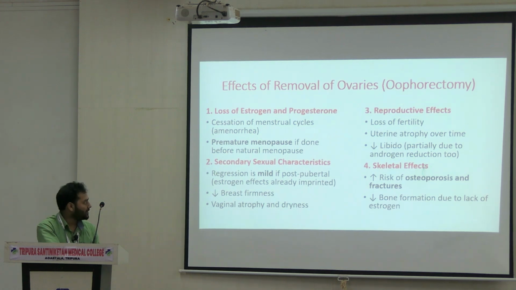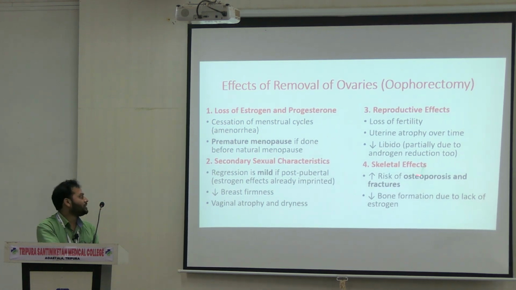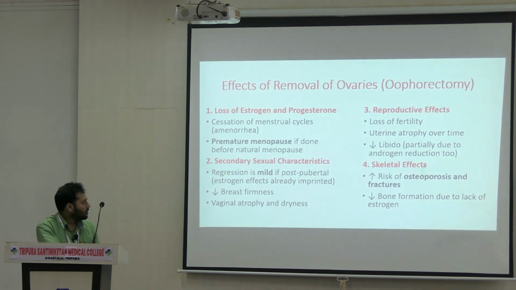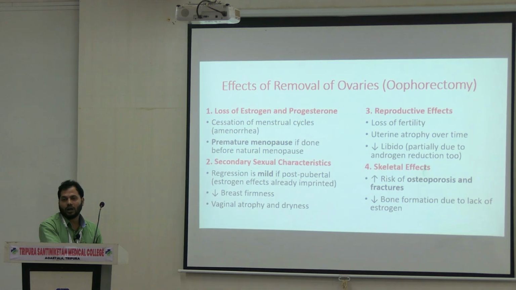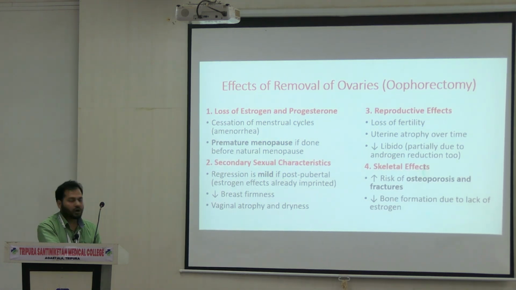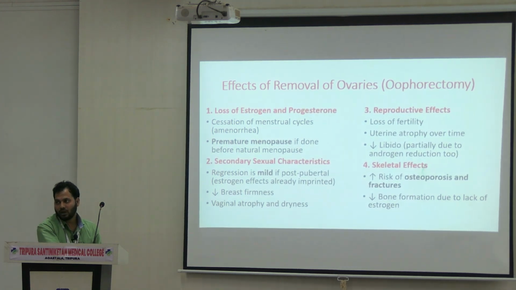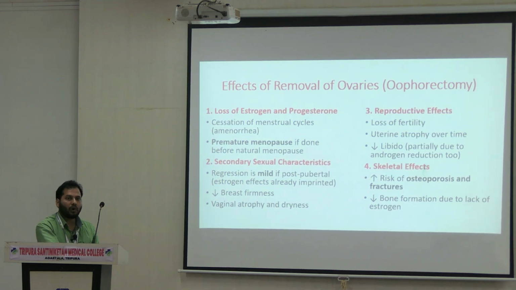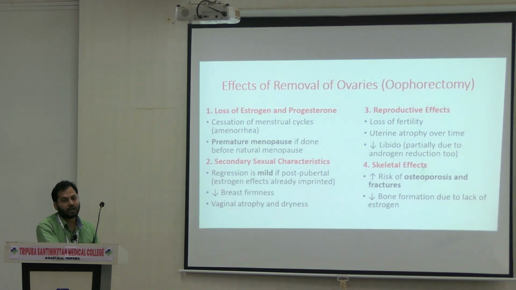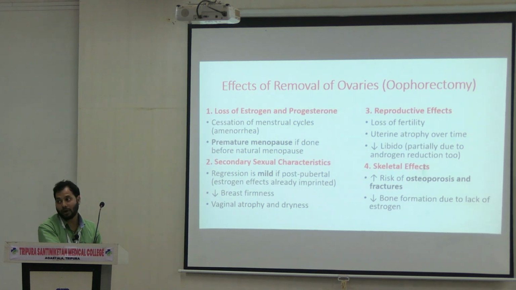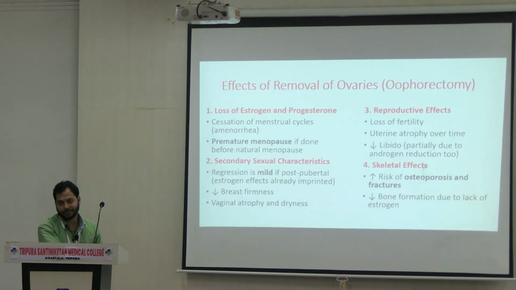Along with this, we can see the reproductive effects as well as the effects in the skeletal parts of the body. So what are the effects in the skeletal part? Again, there is a high chance of the development of osteoporosis in females. Due to the loss of estrogen and progesterone, there is a loss of bone formation, which ultimately promotes osteoporotic events. So these are the most important effects that we can see in both male and female if there is a removal of testis and ovaries.